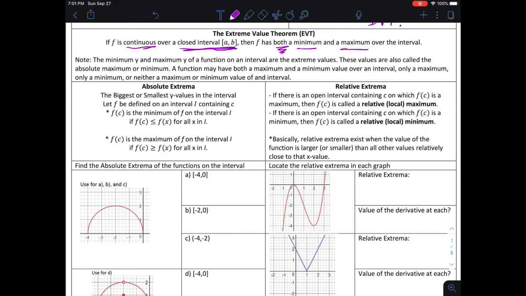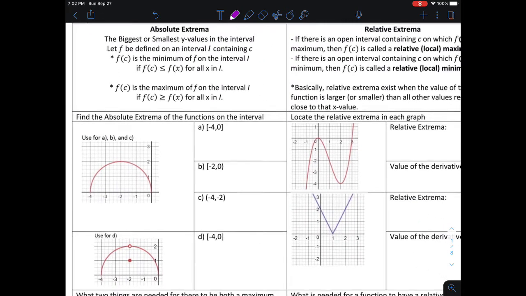Now, something to keep in mind is that a function technically can have the same y value as both its maximum and its minimum. If you had a horizontal line, technically every y value on that line is both the maximum and the minimum at the same time. When we're looking at the extreme values over a given interval, we're often talking about an absolute maximum or minimum. We're not talking about relative or local minimums. We're talking about what is the absolute biggest y value on an interval and what is the absolute smallest y value on an interval. And so it's important to distinguish between those two.